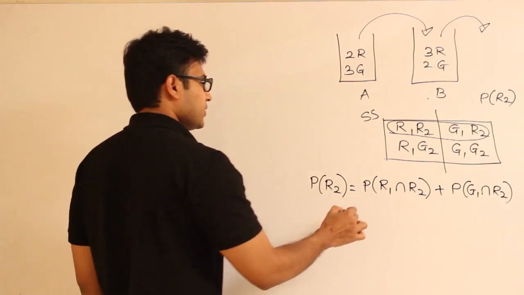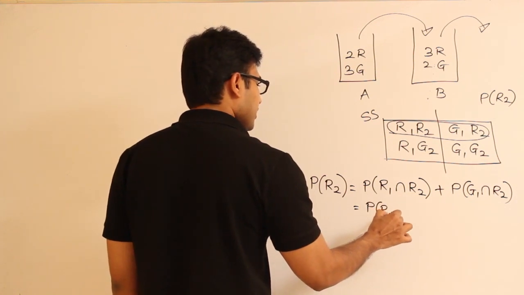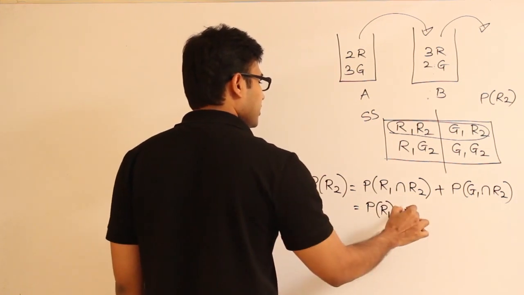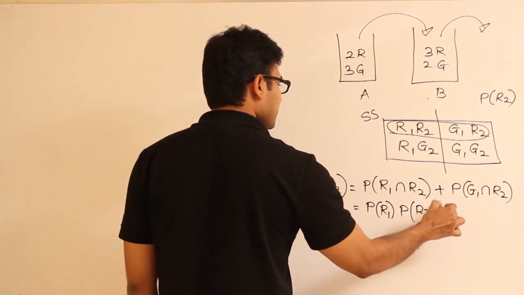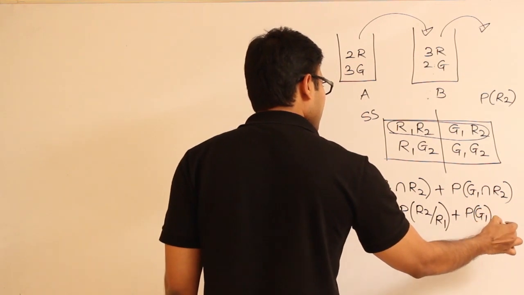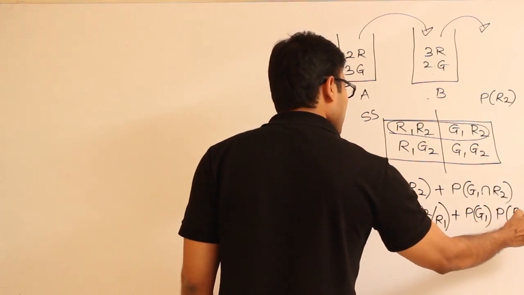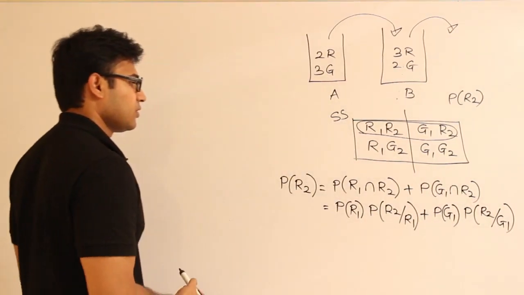And in order to solve this, we used the total probability theorem, which is probability of getting a red ball from the first one and then probability of getting the red ball from the second one, given that we have got the red ball from the first one, plus probability of getting the green ball from the first bag into probability of getting the red ball from the second bag, given that we have got the green ball from the first one. Got it?